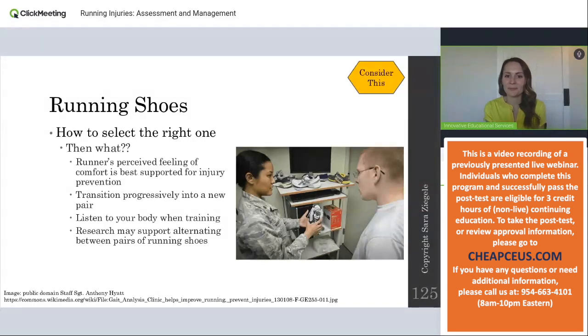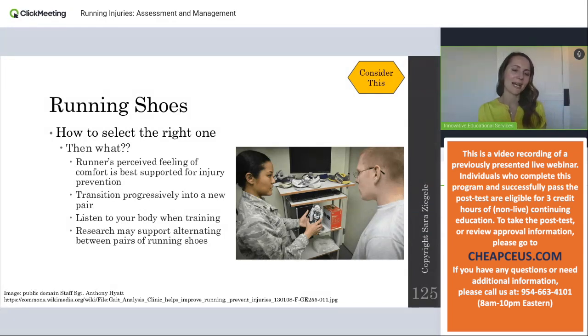So the bottom line is really then, what do we do? How do we tell someone what to pick? And of all the studies, the one that has the best evidence behind it is showing that a runner's perspective on the feeling of comfort is really more supported as an injury prevention tactic than anything else. So if your patient thinks their shoes feel right, they're probably the best resource we have to determine if that's the best shoe.